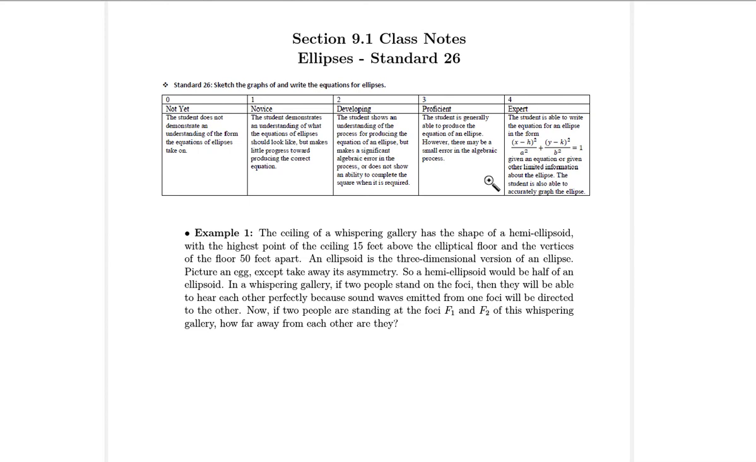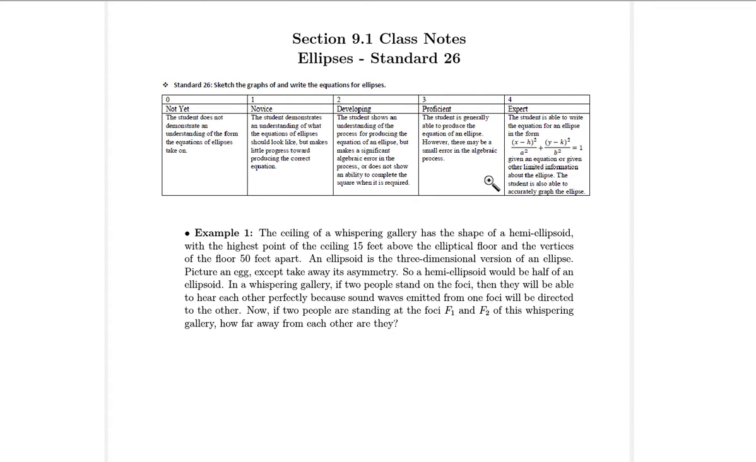In this video, we continue our look at ellipses, and we're going to start with an interesting application problem. It says here that the ceiling of a whispering gallery has the shape of a hemi-ellipsoid, with the highest point of the ceiling being 15 feet above the elliptical floor and the vertices of the floor 50 feet apart. Now an ellipsoid is just a three-dimensional version of an ellipse, right?